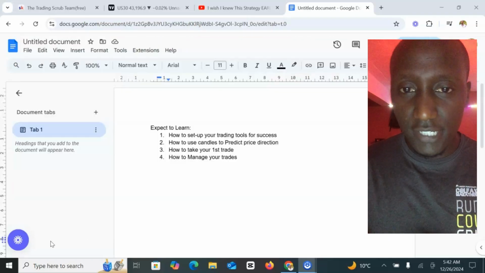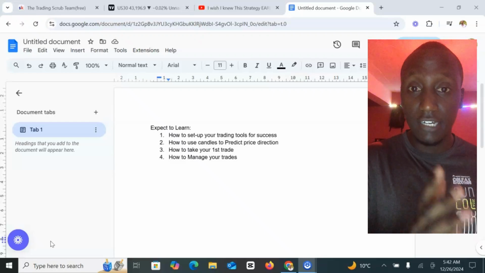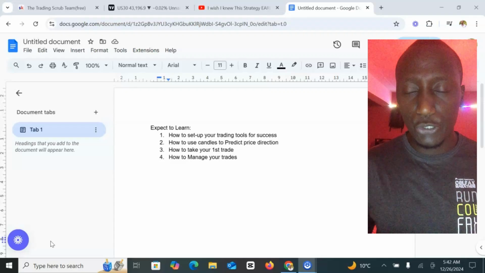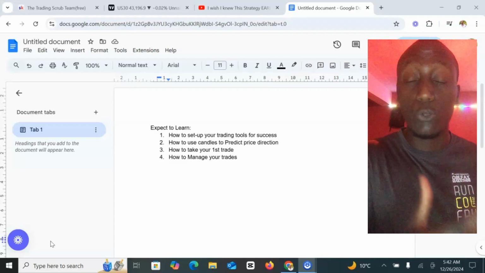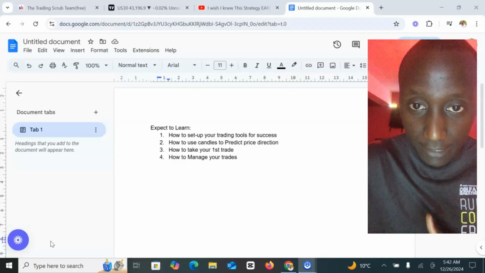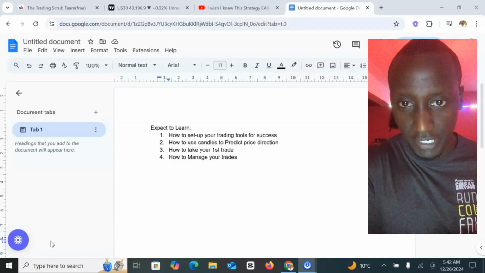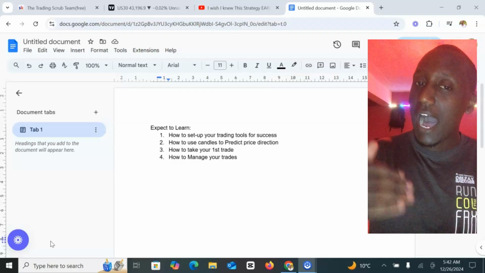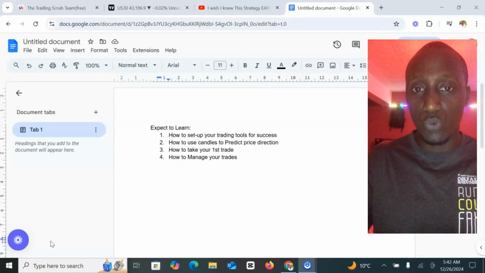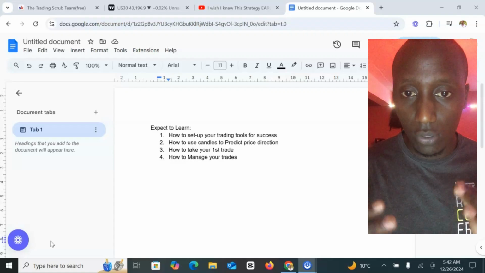So expect to learn, number one, how to set up your trading tools for success. Number two, how to use the candles to predict where the market is moving in live time. Number three, how to place your first trade. And number four, how to manage that trade so that you exit with profit or loss in a controlled way.